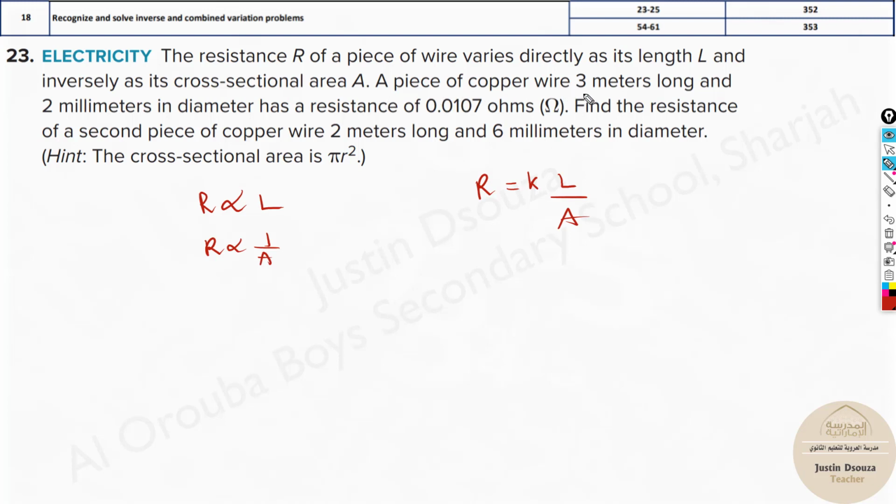A piece of copper wire is 3 meters long and 2 millimeters in diameter, has a resistance of 0.0107 ohms. Find the resistance of a second piece of copper wire 2 meters long and 6 millimeters in diameter. So now, first of all, we need to find the variation, how the k is varying. And then we can find the second wire, because for the first wire they have told all the details, but k is unknown, right? So let's substitute this one.